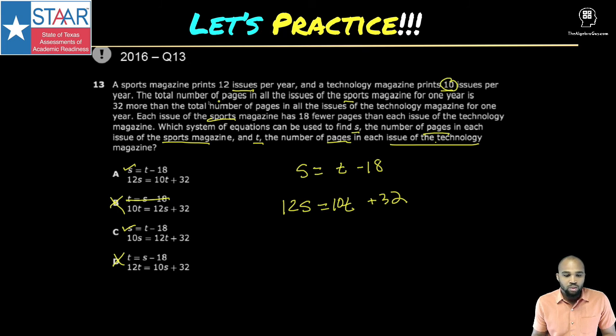So because on that first sentence, well, this sentence right here, we're talking about the number of pages for the issues. Well, we can't just say one issue. We know there's 12 issues per year, 10 issues per year, and we know there's 32 total more for the sports than it is this technology. So that's the one we want, and this is obviously the right answer there.